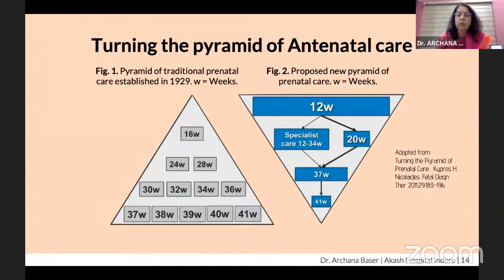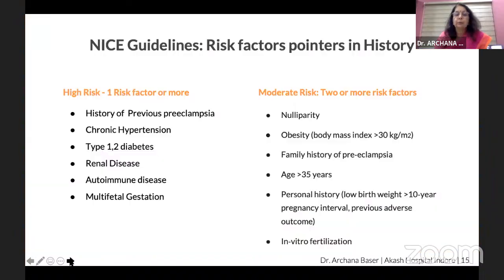So what he proposed is to call the women at 12 weeks, do a scan, do biochemical markers, and the women who require special care should be called frequently, and those who are at low risk, just call them at 20 weeks, 37 weeks, and then maybe 40, 41 weeks.